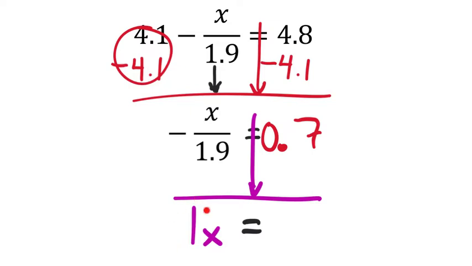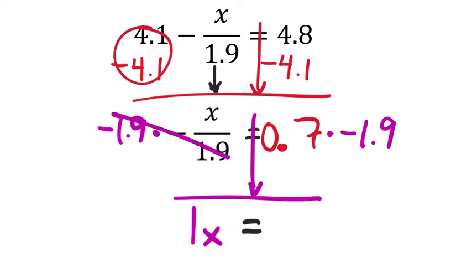Now when I say positive, I'm talking about the coefficient of x. I need to make it a positive one, not negative. I don't want this negative here. So I'm going to multiply this by not just 1.9, but negative 1.9. And if I do that to one side, I must do it to the other side as well. So that becomes a 1. And then on the right side, on my calculator, I've got to do 0.7 times negative 1.9, and I get negative 1.33.